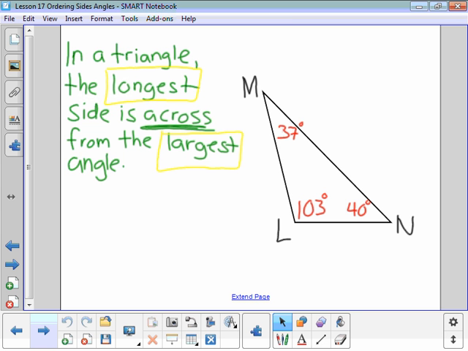Similarly, the side that is the shortest is always going to be across from the angle that has the smallest measure. So what I mean by across from is, if we look at this angle L, that's 103 degrees. That's clearly the biggest angle. The side that's going to be the longest is across from that angle. So I start at the vertex of that angle right here where L is, and I'm just going to draw an arrow through the triangle, and it's going to end up pointing at the side that's across from it. So in this case, segment MN is the longest.